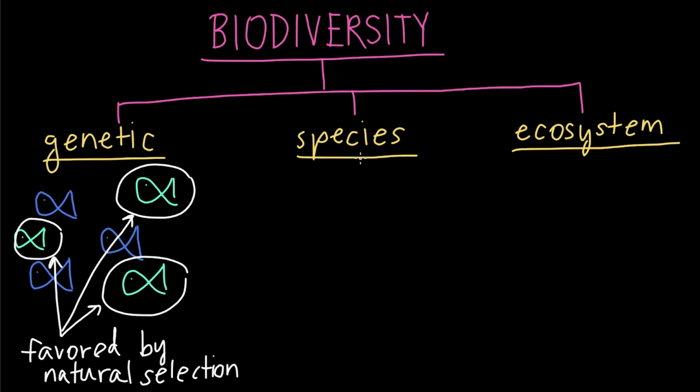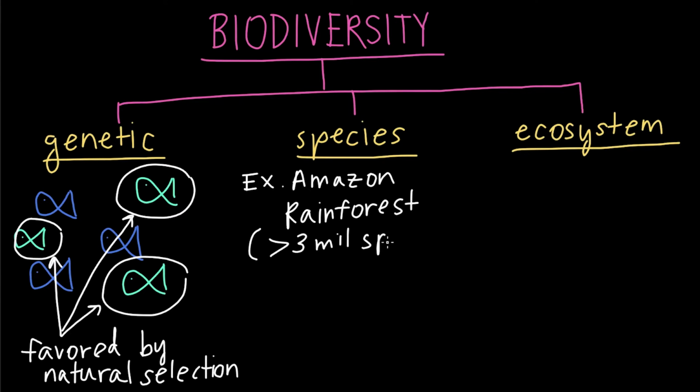Next up, we have species biodiversity. This type of biodiversity describes the variety of species found in a particular area. If you remember, I mentioned at the beginning of this video that the Amazon rainforest is home to over 3 million different species. This doesn't include only the animals, but also plants, fungi, and more. So the Amazon rainforest is an incredible example of species biodiversity.